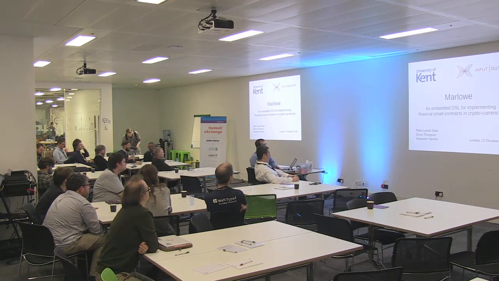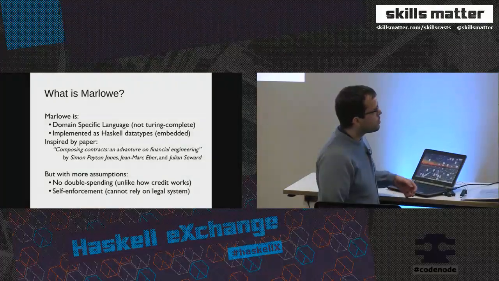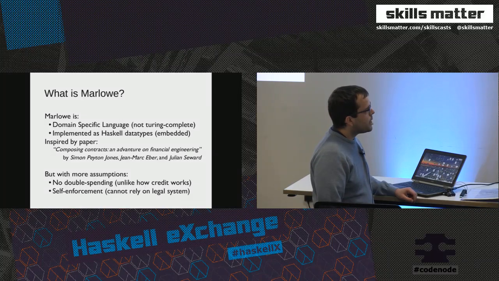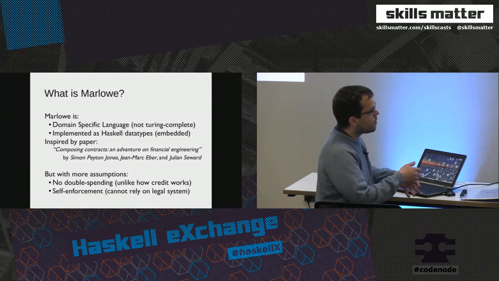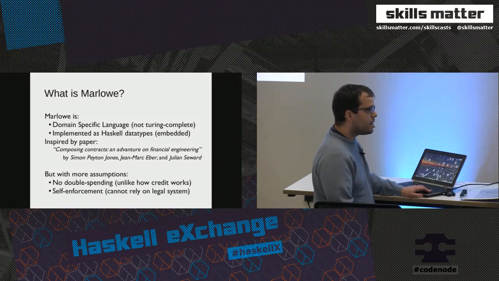So today I would like to present Marlowe, which is a domain-specific language for smart contracts on top of cryptocurrencies. And it's domain-specific because it's specific to financial contracts, and also because it's not a general-purpose language. It's not Turing-complete, for example. And it is implemented as a series of Haskell data types. And it is strongly inspired by this paper.